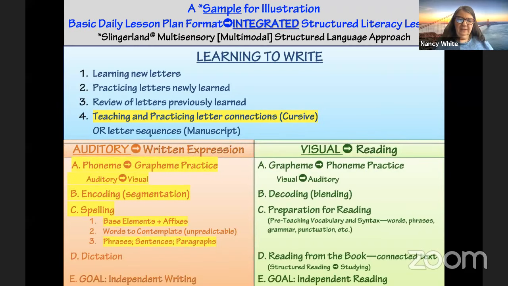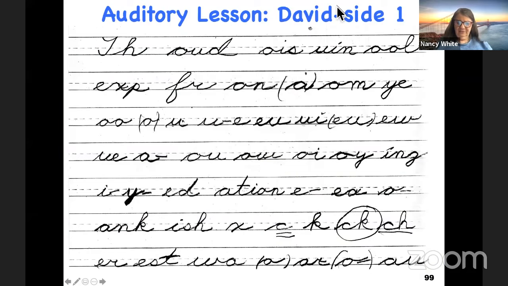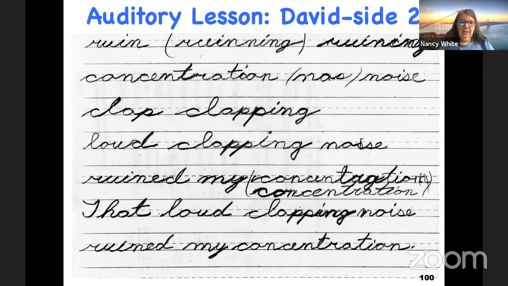And you're about to see another lesson. So this is an auditory lesson for a student. He practiced his letter connections. Then he practiced phoneme grapheme dictation. And in this case, I said, write all the ways you know to spell k. Circle the one that you would use right after a short vowel sound, usually at the end of a word. Draw 1 line under the Greek spelling of k. Draw 2 lines under the way you would choose to spell k, unless you had a reason not to. And then we had some words with suffixes, using the 1-1-1 doubling rule, phrases, and then a sentence.